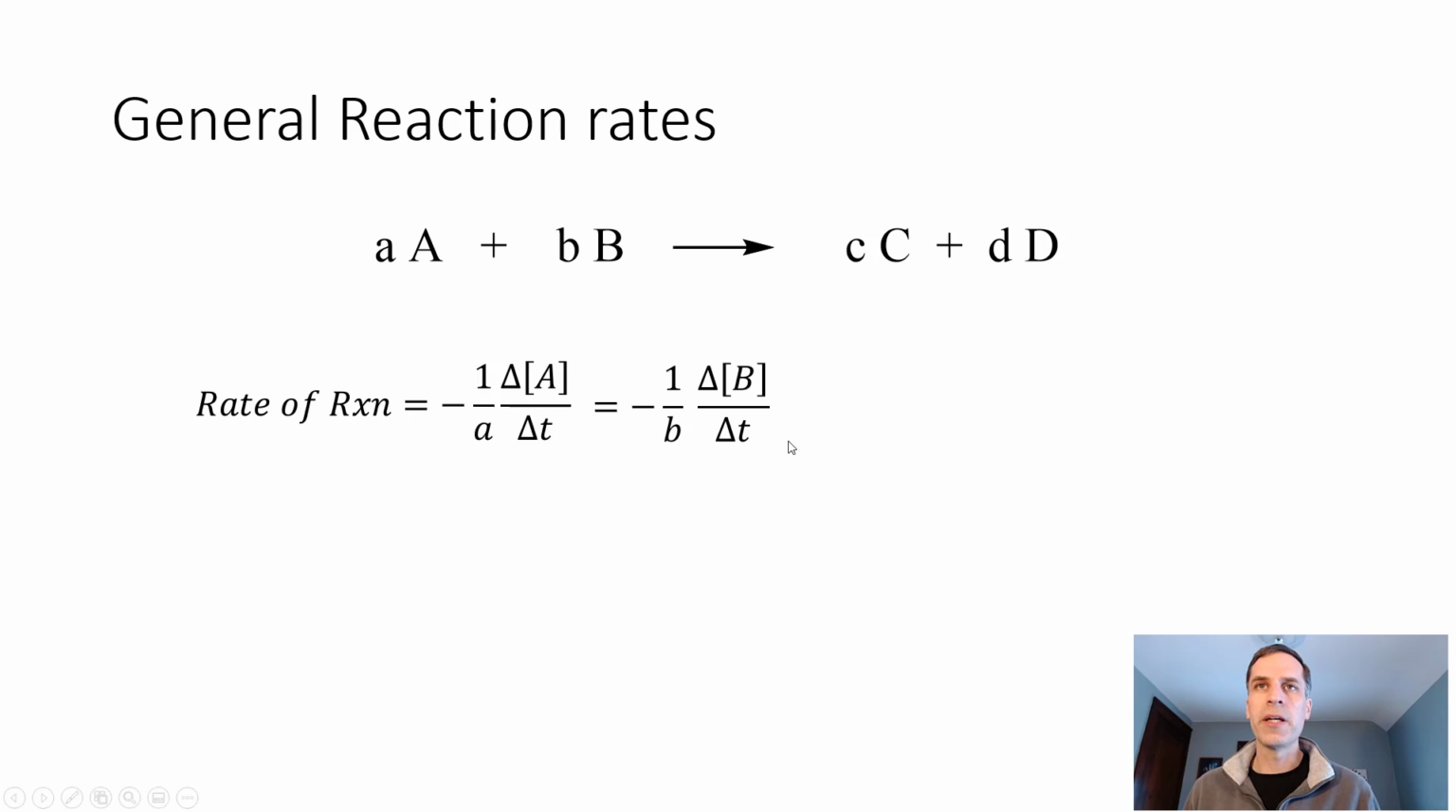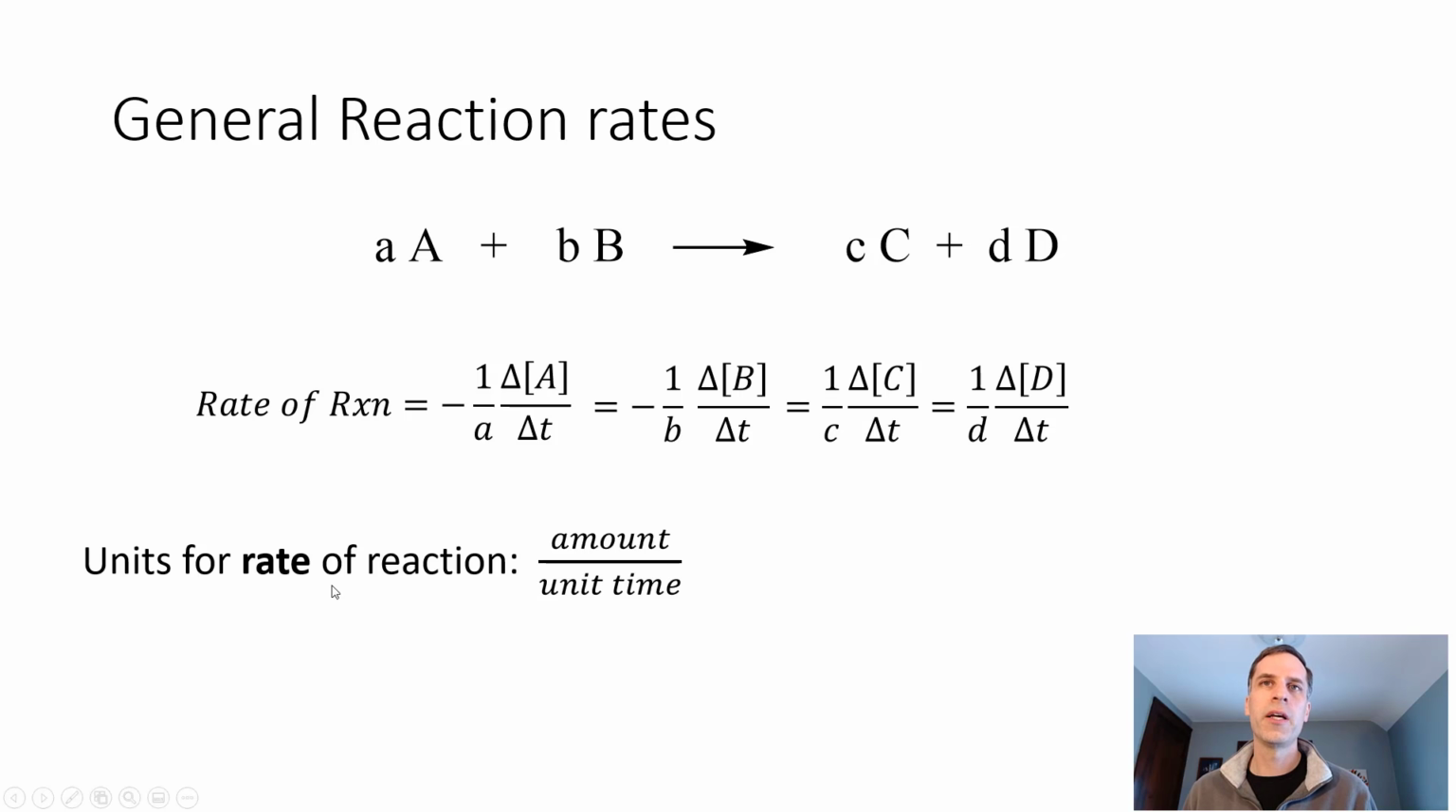And then we can do the same thing for B, right? So it's going to be negative 1 over b, change in B over change in time. Or we could do that with C, so 1 over c times the change of concentration of C divided by time, or the same thing with D. And what you see with all these is if we actually then look at the units for a rate, it's always going to be the amount divided by time.